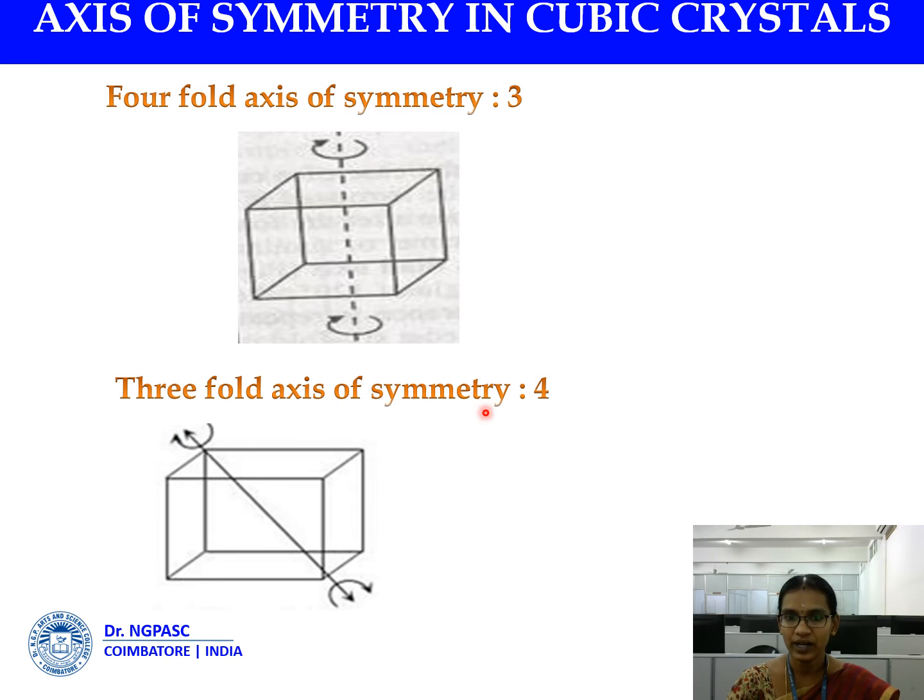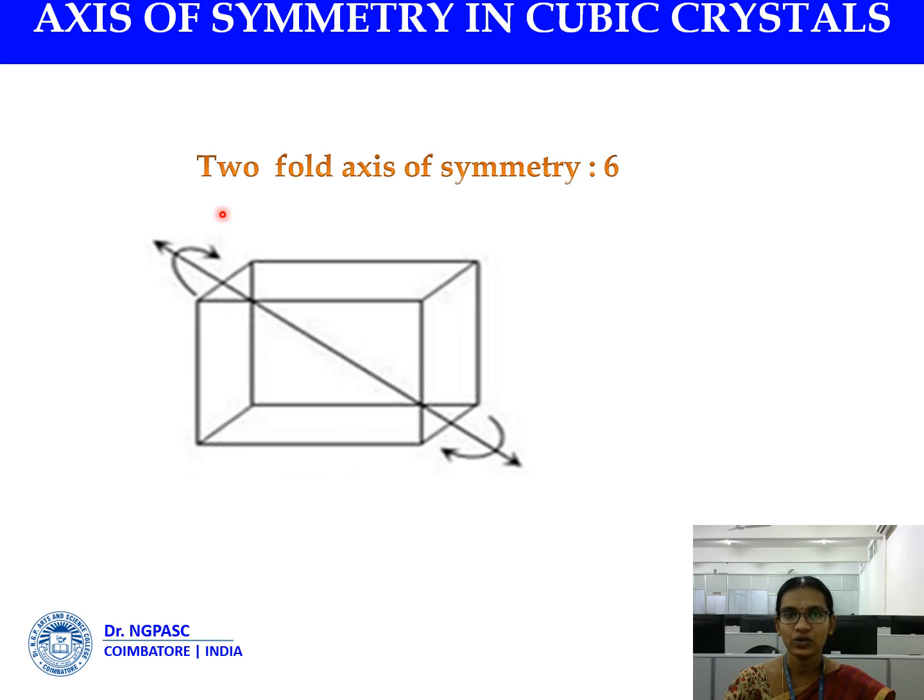Next, the threefold axis of symmetry is 4. If we rotate the cube this way, along the diagonal from this point to this point, we get a threefold axis count of 4. That is, we have to rotate 90 degrees. If we rotate 90 degrees, we get the same planes, so we get the same plane 4 times in the same manner.